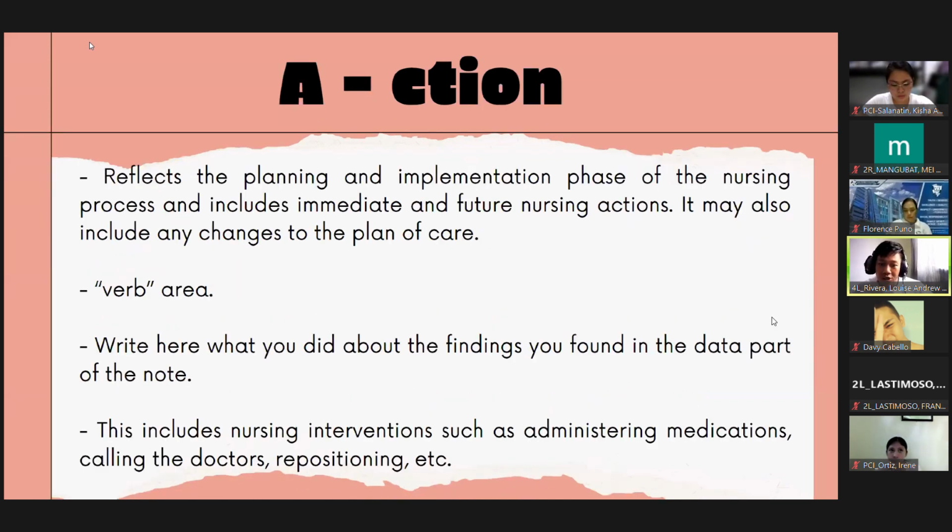Then next is the action. Our action reflects the planning and implementation phase of the nursing process and includes immediate and future nursing actions. It may also include any changes to the plan of care. Usually here we put our verbs, our action words. For example, back to ineffective airway clearance: what did we do to solve that problem? Maybe we did suctioning or something.